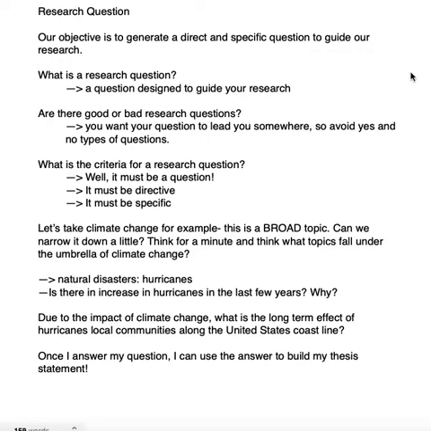It's a broad topic, as I mentioned. How can we narrow it down? I want you to think for a minute about what topics fall under the umbrella of climate change. So narrowing down your research to a specific research question is kind of like a funnel. You want to start broad at the top. So we're going to say climate change is our broad topic. We're going to identify the elements of climate change and then continue to narrow our focus until we have a specific question.